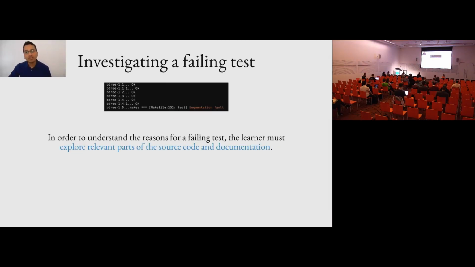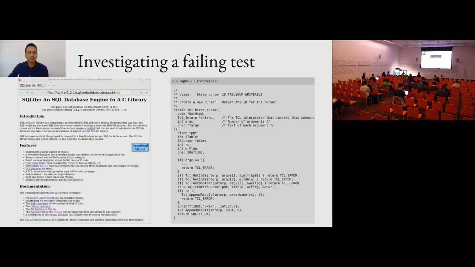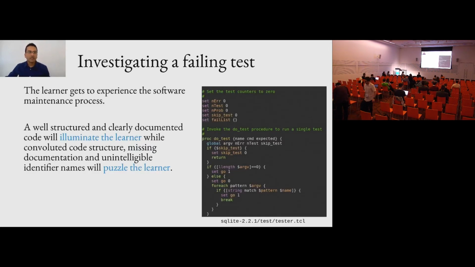Let us see an example of how a failing test contributes to learning. In order to understand the reasons for a failing test, the learner must explore relevant parts of the source code as well as understand the documentation. Good documentation and well commented code, as shown here in this slide, helps the learner to easily pinpoint the reasons for a failing test.